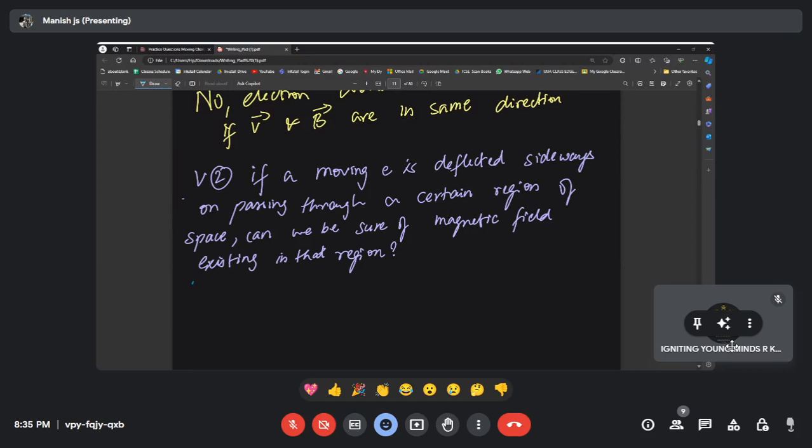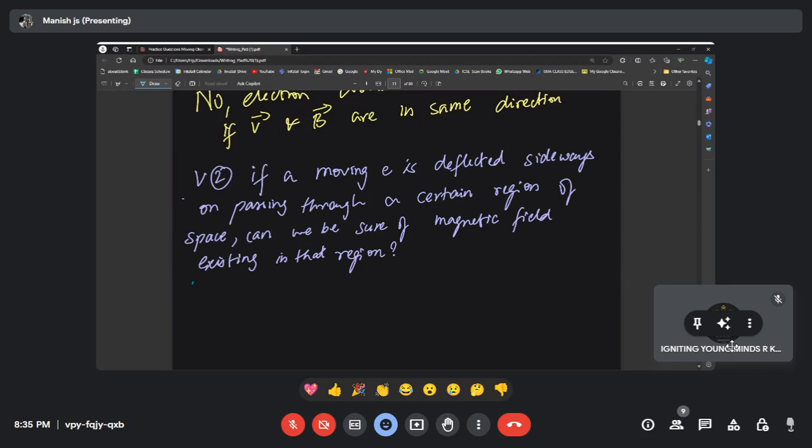Now here you need to understand sideways deflection: is it going to be only due to a magnetic field? Not necessarily. Do you remember the Lorentz force I taught you in the last lecture? Isn't it? It can be possible even because of that. So sideways deflection may be due to an electric field also. It is possible due to an electric field also.